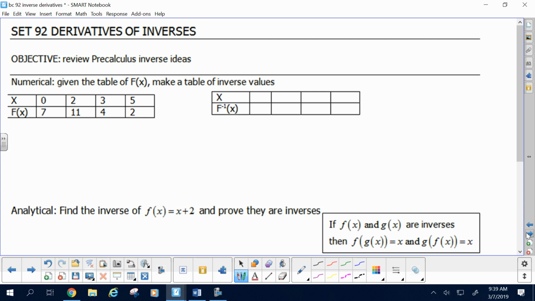I'll start with a little review of pre-calculus. Would you complete that table? Do it in 10 seconds. Go.